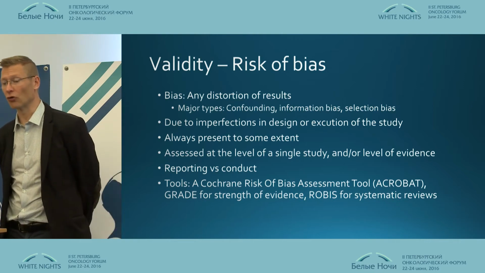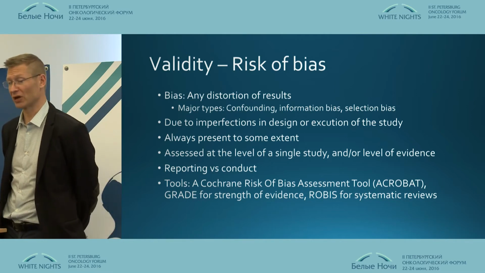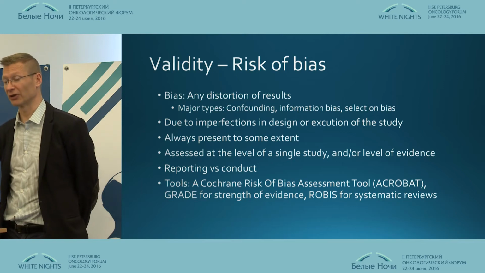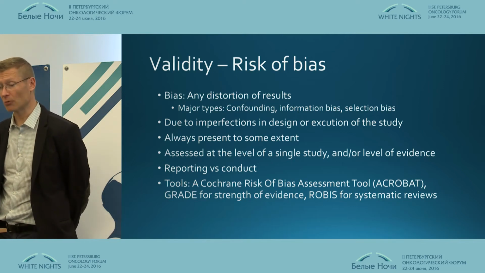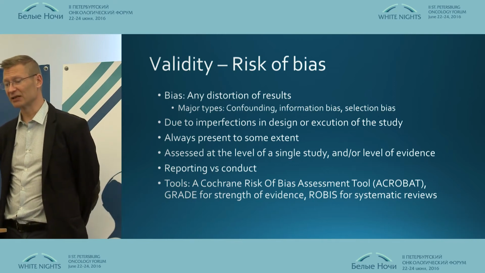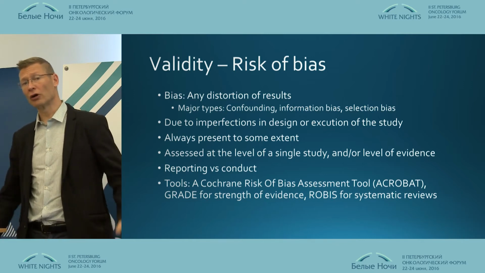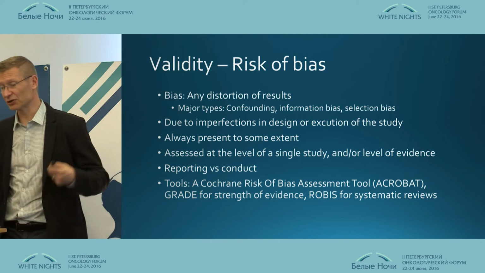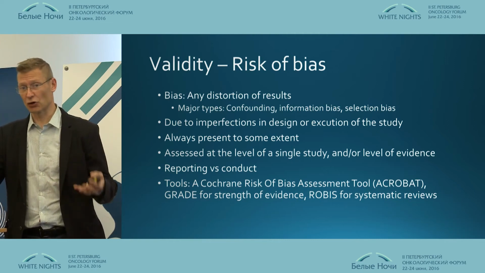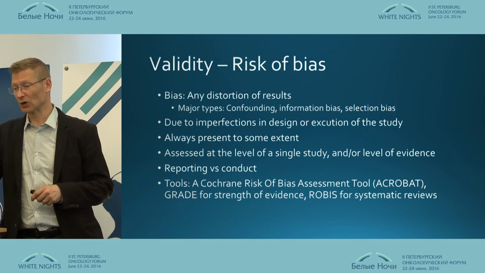And there is no completely unbiased study published yet, and I believe there will not be. There's always some imperfection, some uncertainty in any study. But the question is how much? And the assessment of validity can be done both at the level of a single study or in the meta-analysis or systematic review, so how much is known altogether. If you pool all of the evidence, how much uncertainty still remains? How strong is the evidence for a given intervention?